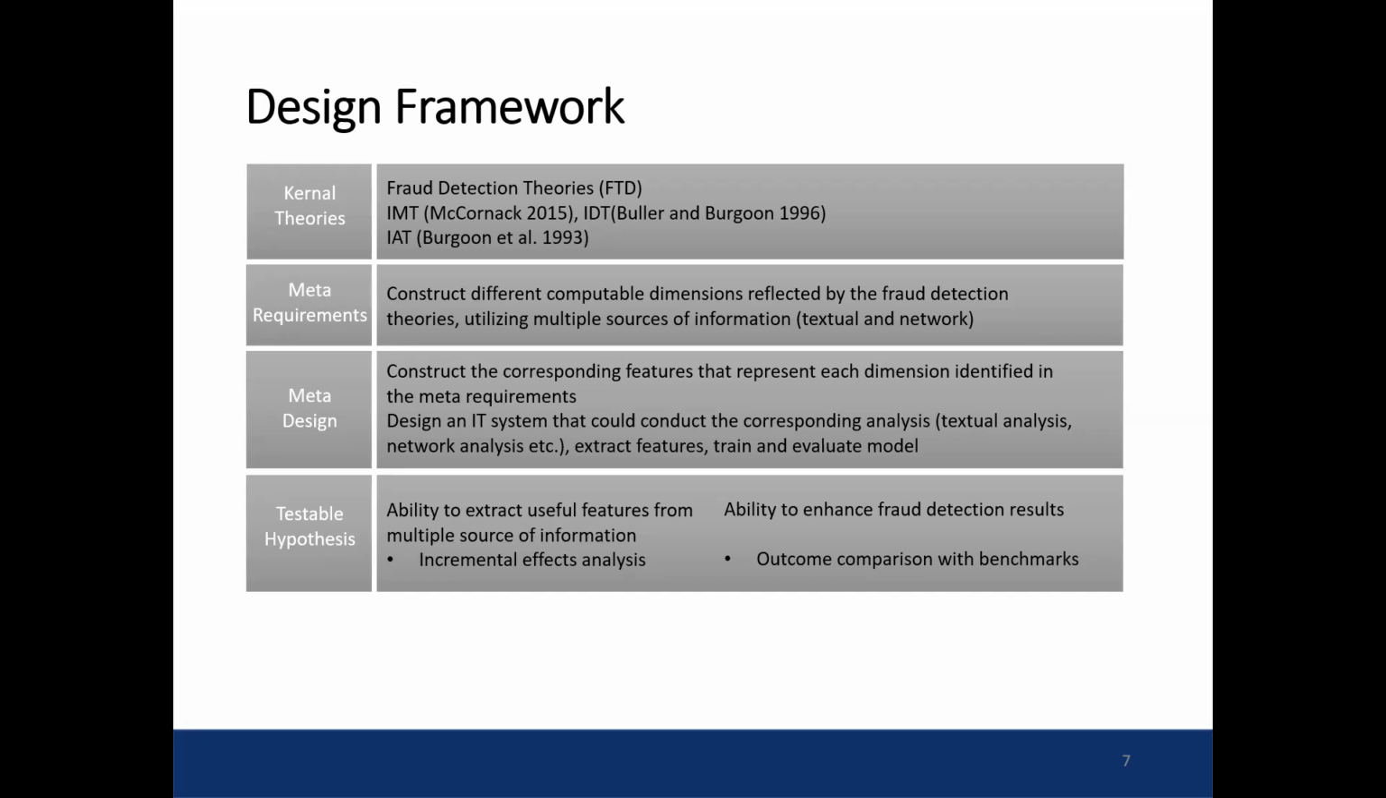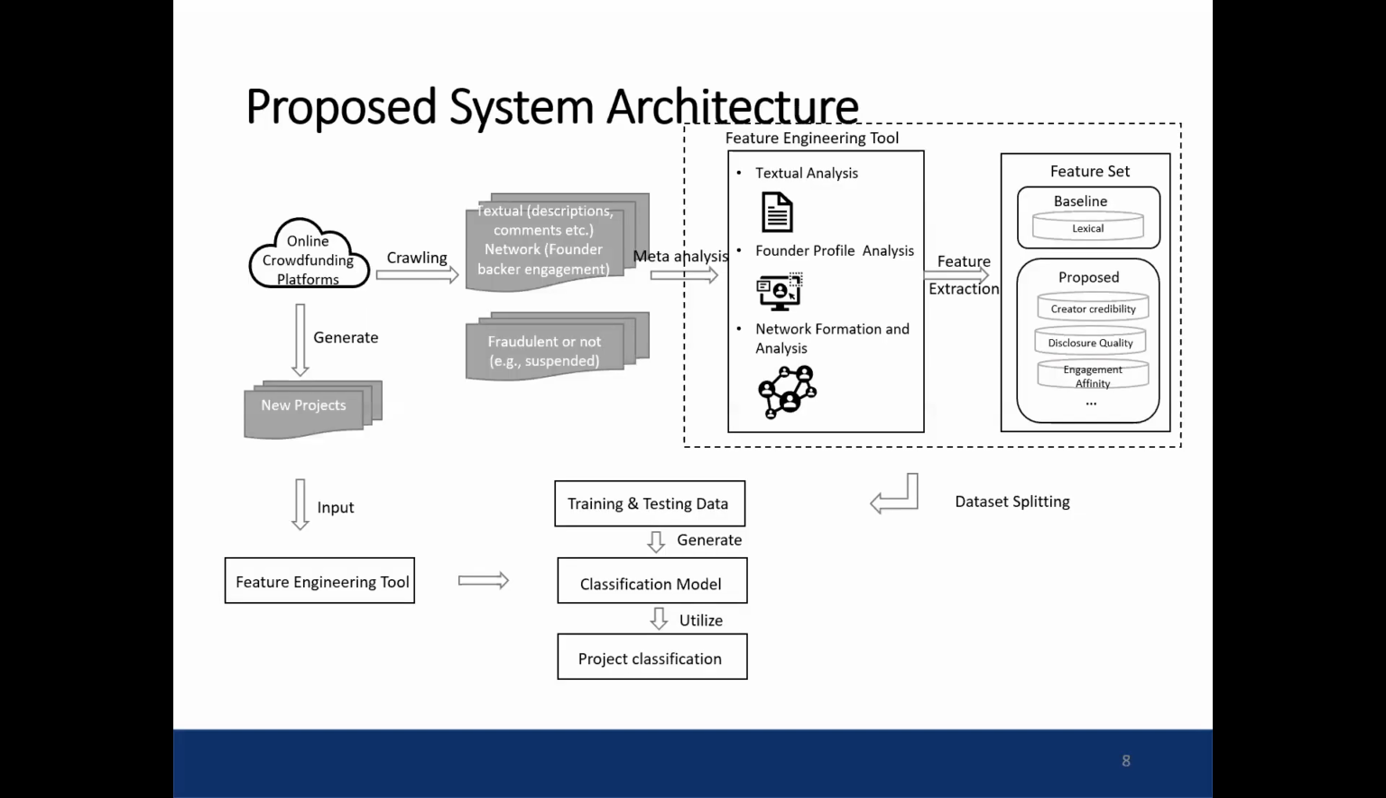And lastly, we have a testable hypothesis. Basically, we want to evaluate whether our model has the ability to extract useful features from multiple sources of information, as well as whether our proposed model has the ability to enhance fraud detection results. Therefore, we conduct incremental effects analysis, and also we compare the performance results of our proposed model with several benchmark studies. As you can see, this is our proposed system architecture.